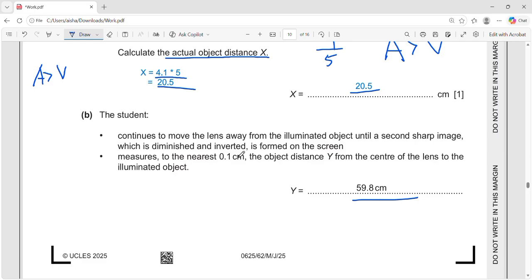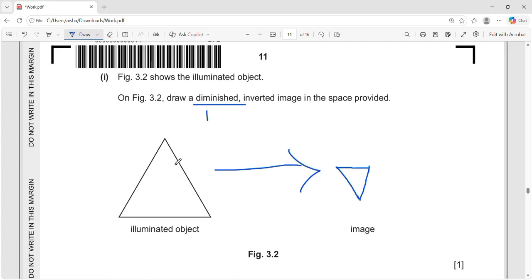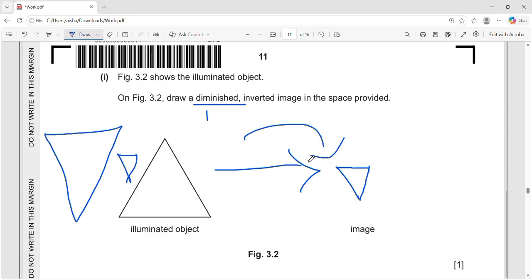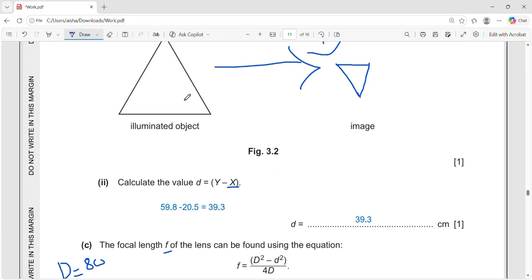Then the student continues to move the lens away from the illuminated object until a second sharp image, which is diminished and inverted, is formed on the screen. He measures to the nearest 0.1 centimeter again the object distance y from the center of the lens to the illuminated object, and he gets 59.8. Now show that on figure 3.2: draw a diminished, inverted image in the space provided. Diminished means just smaller, and inverted means the opposite way round. So inverted would be this, and diminished would be something smaller, so this.